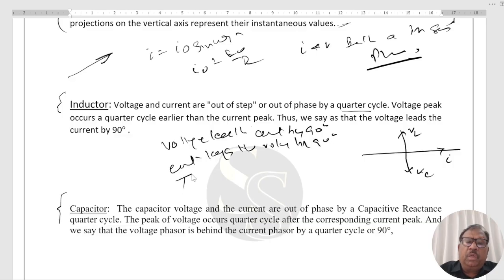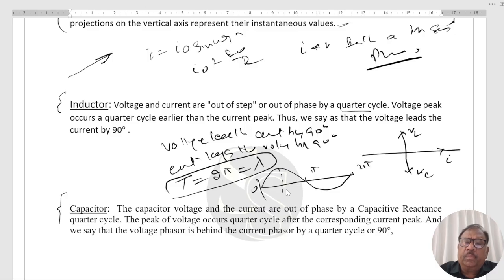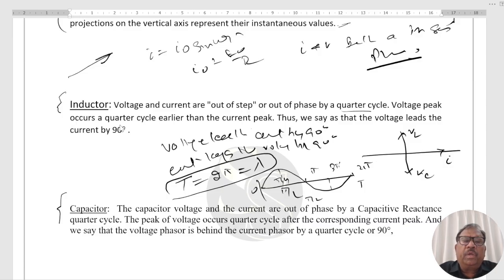Quarter cycle means you know phase 2 pi corresponds to lambda. These are the relation between time period, phase angle and distance. If one is sine wave, this is 0, pi, 2 pi, this comes out to be pi by 2, this is 3 pi by 2. In terms of time period, this is T, this is T by 2, this is T by 4. Therefore, it is called quarter cycle. Pi by 2 means quarter cycle.